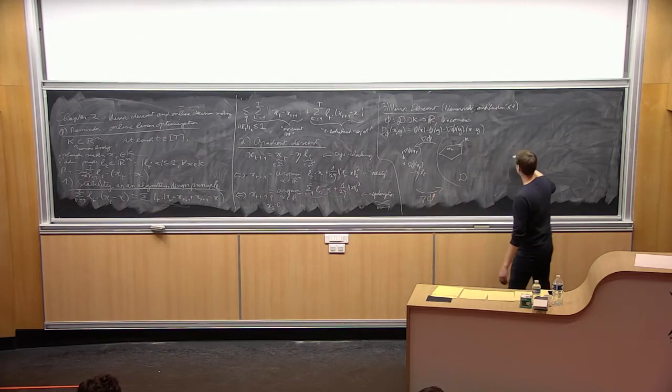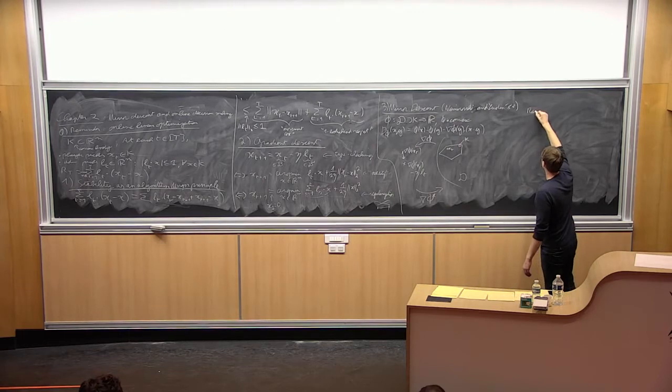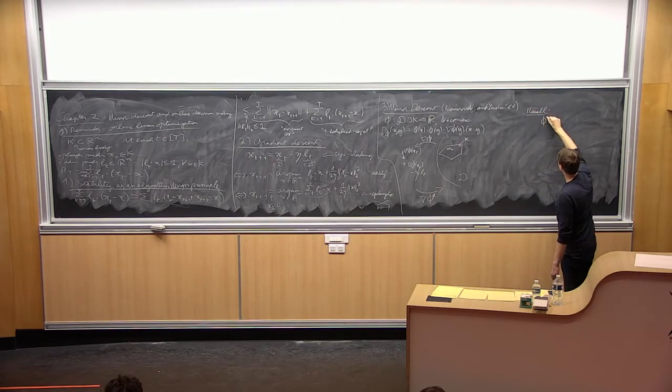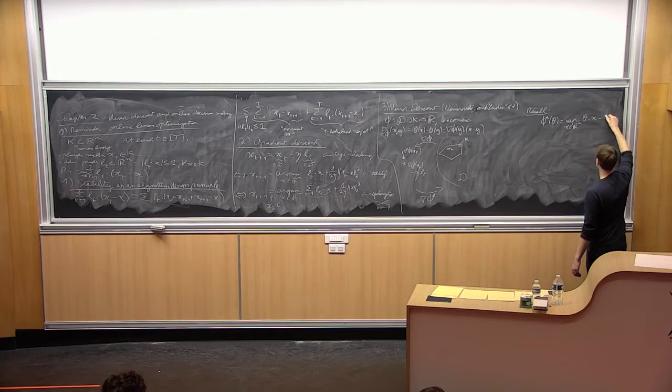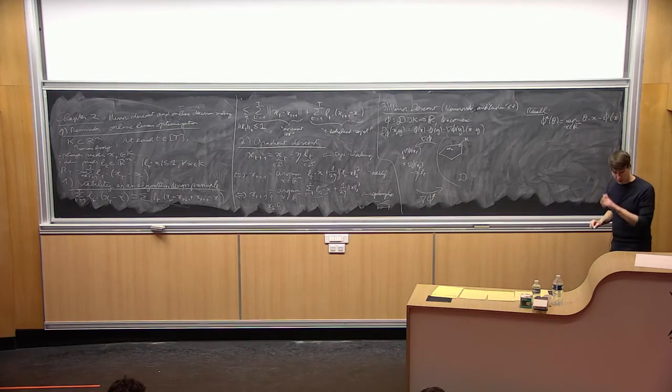So recall, the Fenchel dual is defined like this. The Fenchel dual, phi star, at a dual point theta, is the supremum over all x in your primal space of the inner product theta dot x minus phi of x.